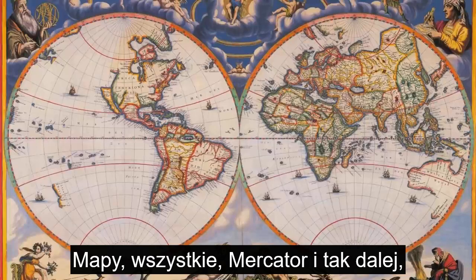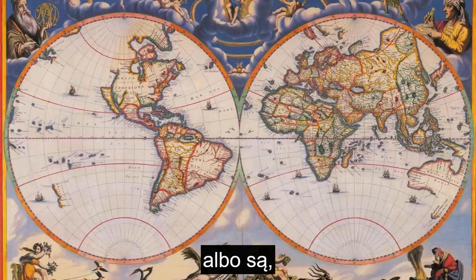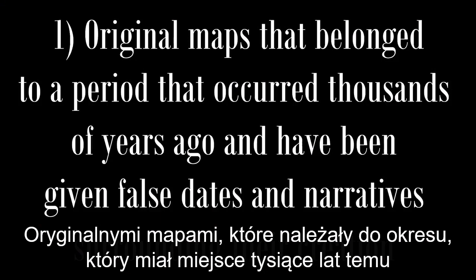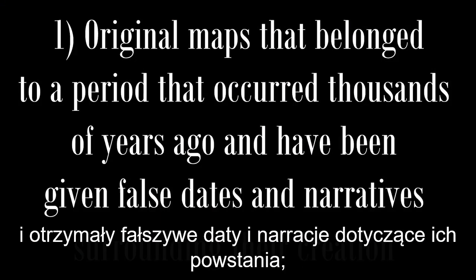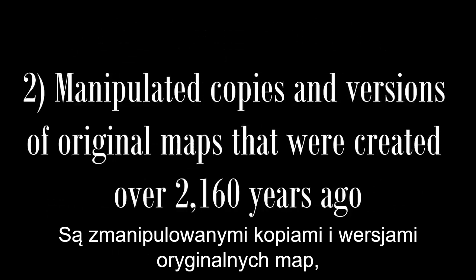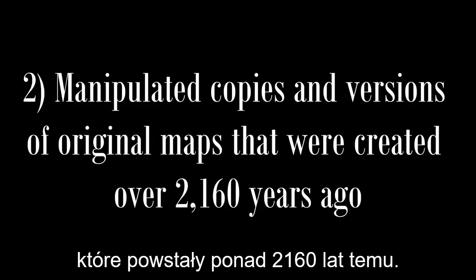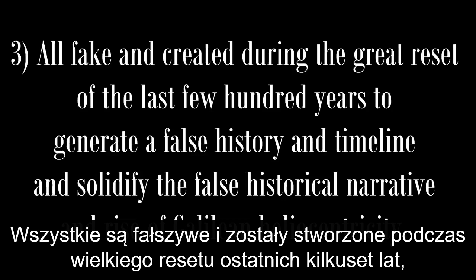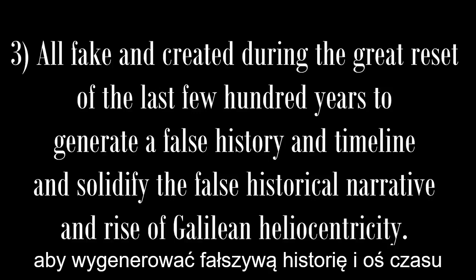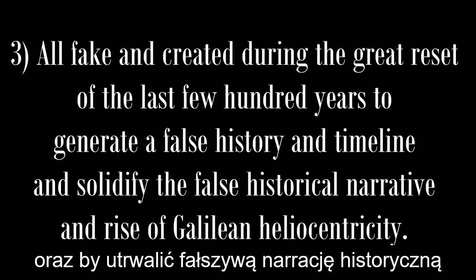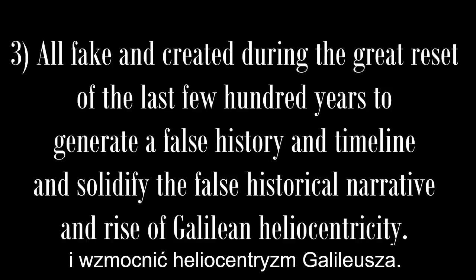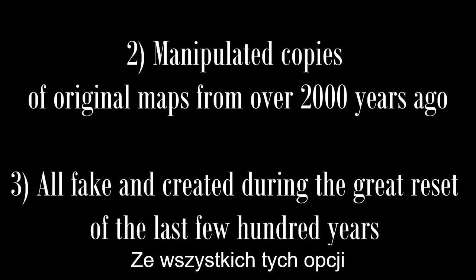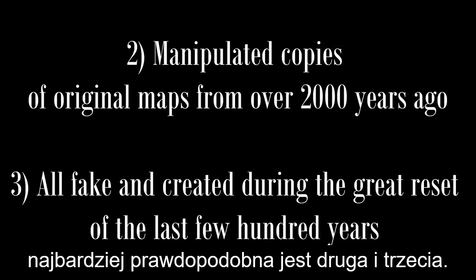The maps, all of them, Mercator and so on, are either 1. Original maps that belong to a period that occurred thousands of years ago and have been given false dates and narratives surrounding their creation. 2. Manipulated copies and versions of original maps that were created over 2,160 years ago. Or 3. They are all fake and created during the Great Reset of the last few hundred years to generate a false history and timeline and solidify the false historical narrative and the rise of Galilean heliocentricity. Out of all of these options, the second and the third are most likely.